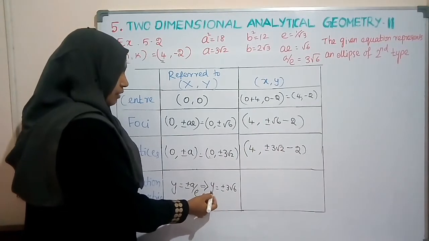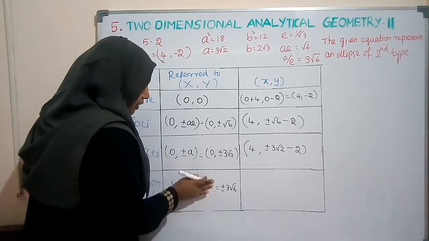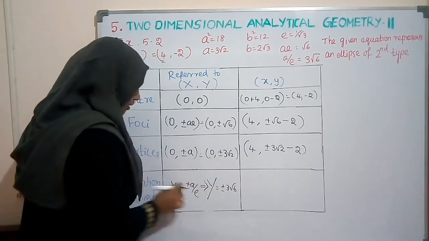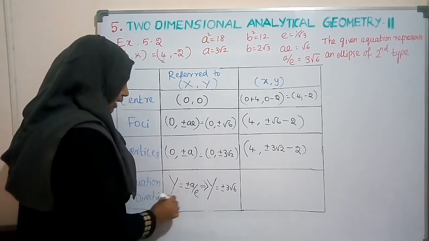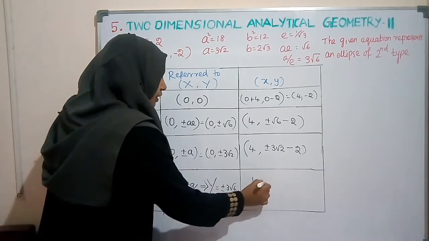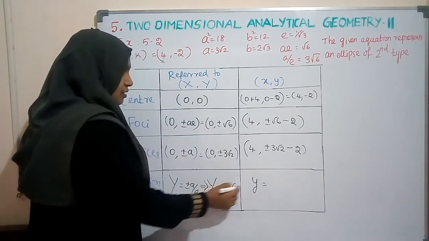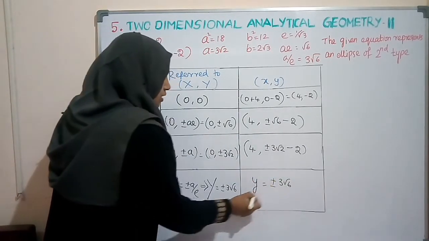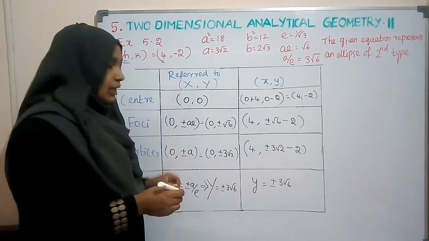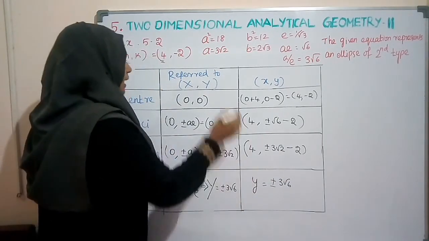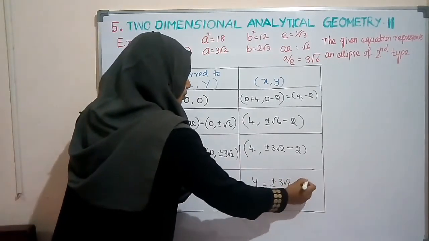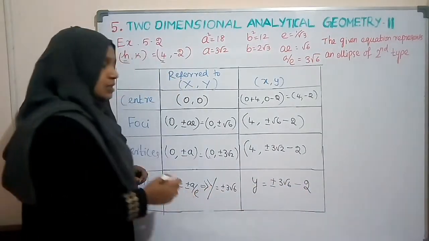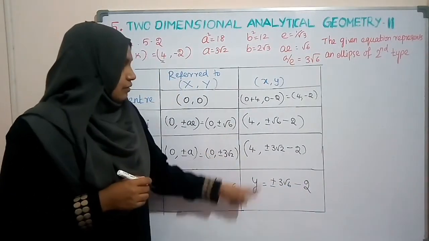And here we have y is equal to. See, when you write here, we should use capital Y. Okay, only capital Y we should write. And here we can write small y, that is our actual value. It is plus or minus 3 root 6. In this equation, we have only y, so we write only k, that is minus 2. So we can write plus or minus 3 root 6 minus 2. So these are our answers.